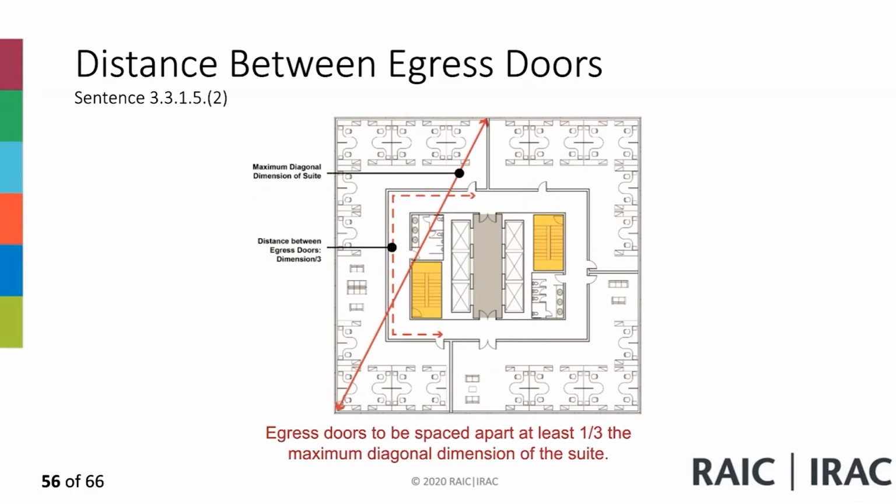Distance between egress doors, 3.3.1.5.2. Egress doors must be spaced at least 1/3 of the maximum diagonal dimension of the suite. So if you've got more than one egress door, you have to separate them at least 1/3 of the maximum diagonal distance measured for the suites. So you've got these are the two, and this distance here between the two egress doors must be 1/3 of this.